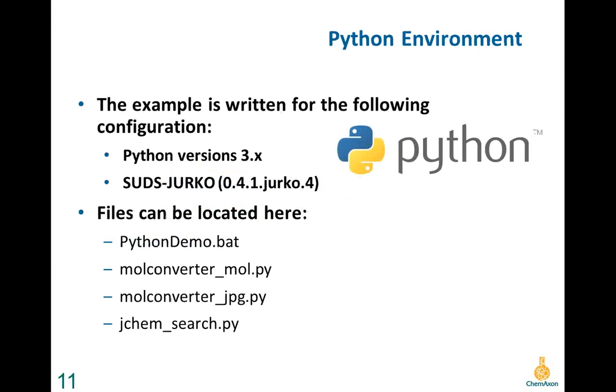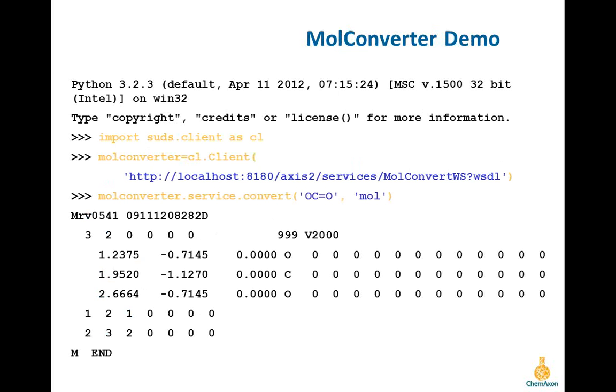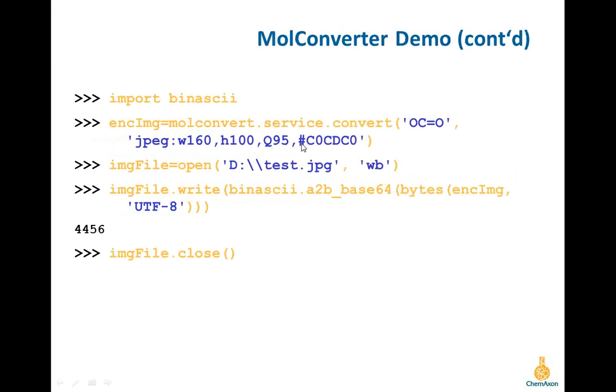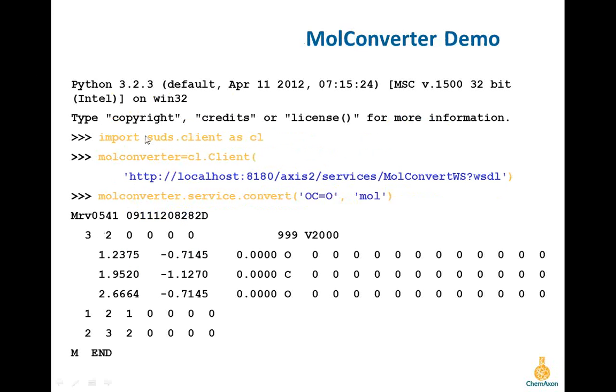So our examples are created in a Python 3.x environment, and we use the suds-jurko library, which is quite a Pythonic one. And this is how the code actually looks. You have to include the suds client library. You create a wrapper for a URL, and now you have a more convenient wrapper object, and you can call the service called convert in this service.